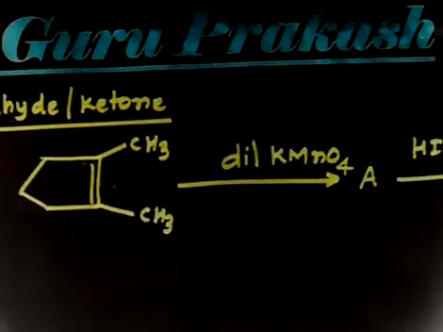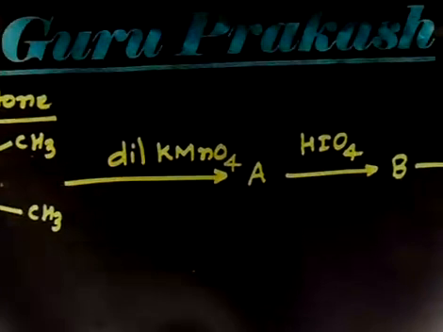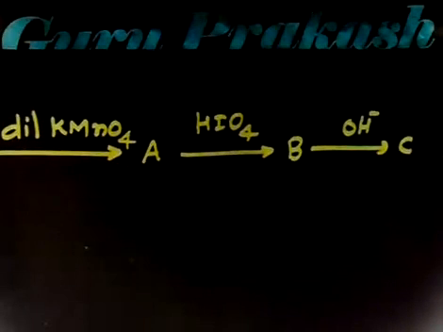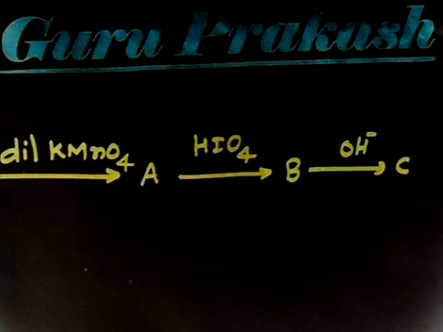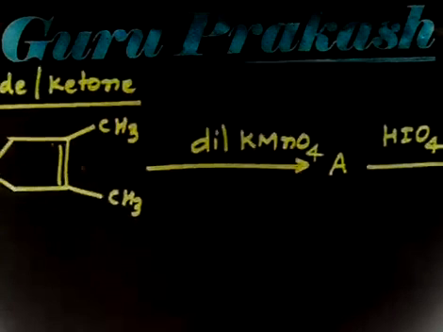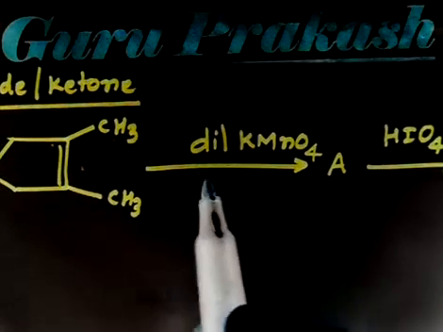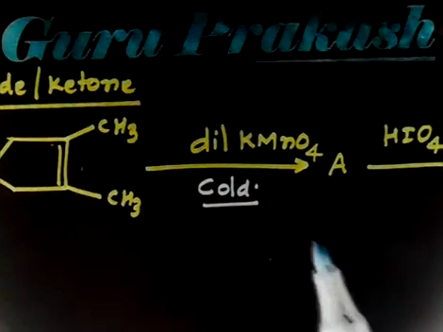Okay, so in this reaction again you have to give the product. So let us see what you will do. The first reaction is cold dilute KMnO4. Do you remember what kind of reagent this is? This is used for hydroxylation. So in this case I have to add 2 OH groups.